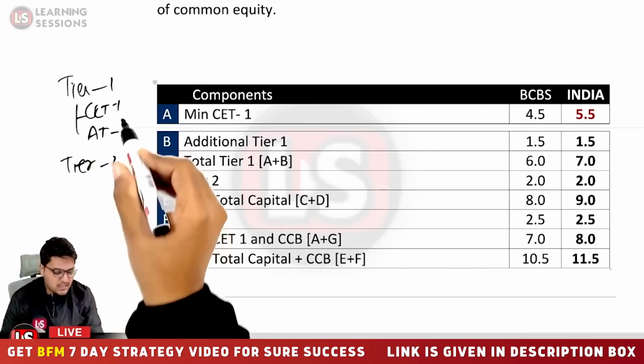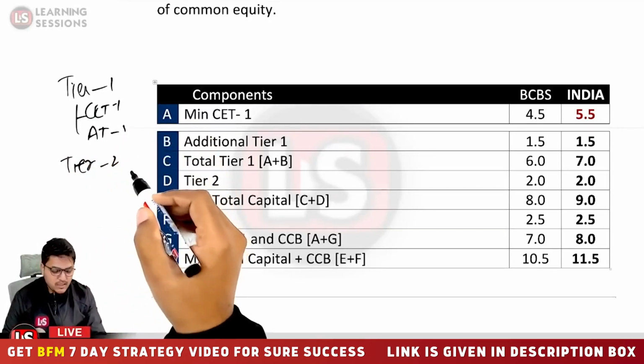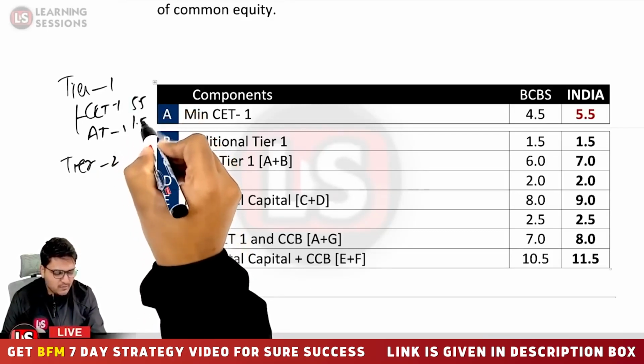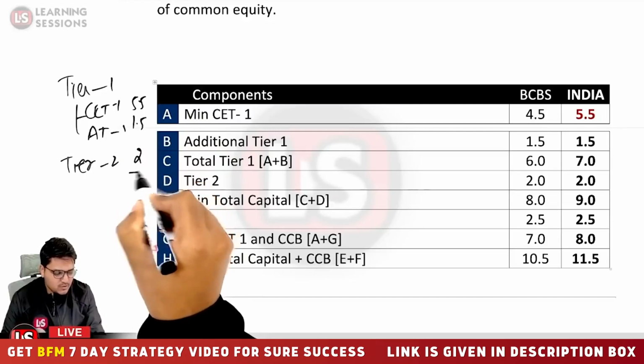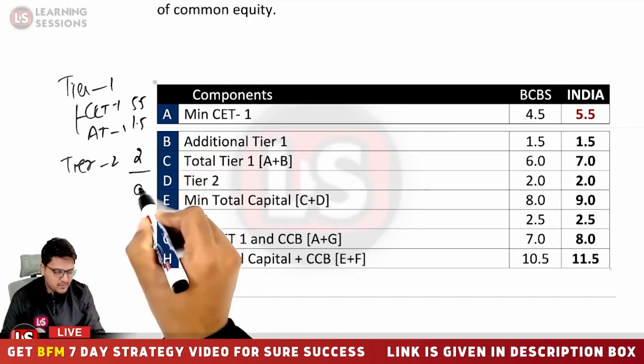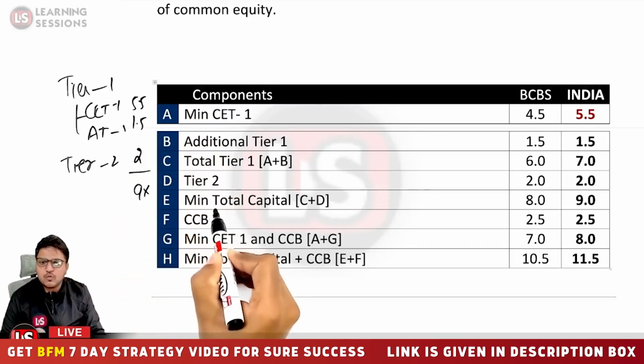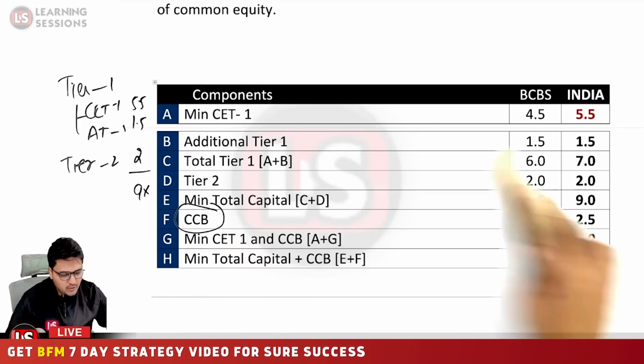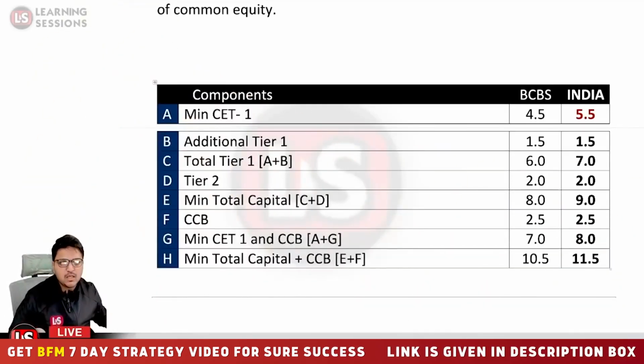I'm just considering India over here. So CET1 is to be maintained at 5.5%, additional tier 1 at 1.5%, tier 2 at 2%. So in total it is to be maintained at 9%. Other than that, the banks are also to maintain the CCB, the capital conservation buffer. So that is related to it. Okay. Now let's move further.